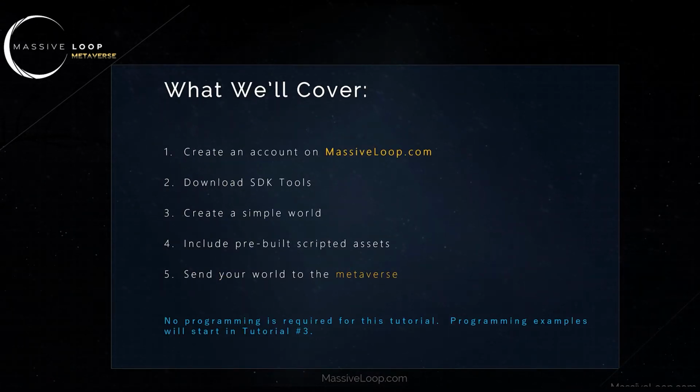So the steps to creating a world are pretty simple. First, we're going to create an account on massiveloop.com. Then we're going to allocate a simple world once we're logged in. And then we're going to download the SDK tools that you need to build a world. And then we're going to even include some pre-built, pre-scripted assets that will make your scene more dynamic. And then ultimately, we're going to send your world to the metaverse where you can share it with others. So let's go ahead and get started.